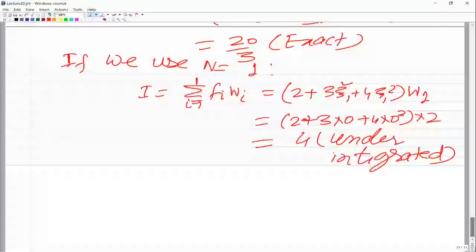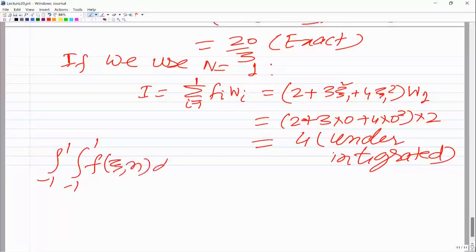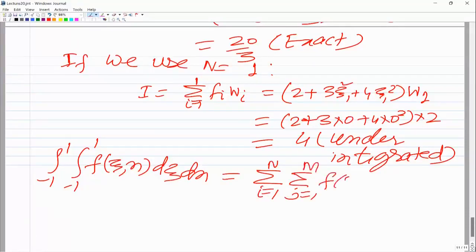Now if it is a 2D integral, suppose I have the integral -1 to +1, -1 to +1, of a function f which is a function of xi and eta, d xi d eta. Then because this is a double integral, it is converted into a double summation. So we will have i going from 1 to n, and then another variable j going from 1 to m, and then f evaluated at xi i and eta j into wi wj. So this is how the double integral is performed.